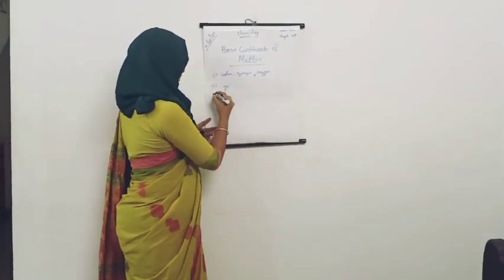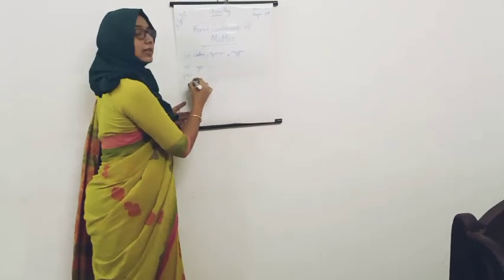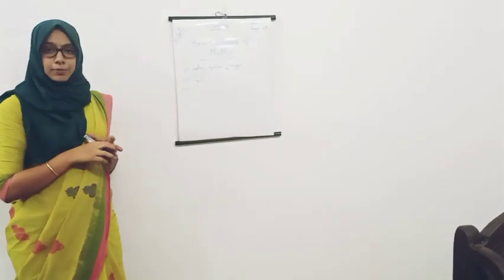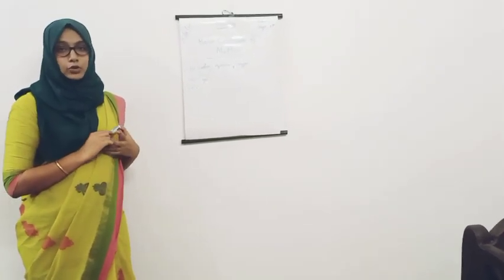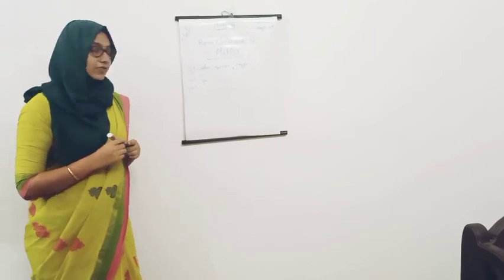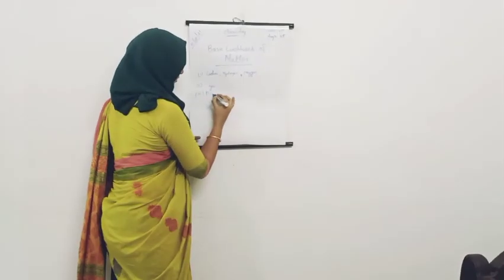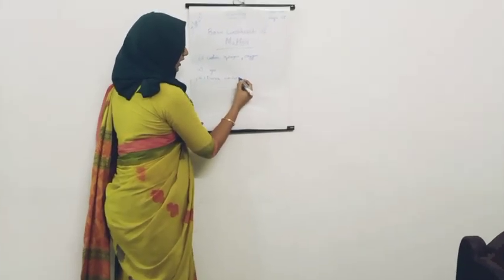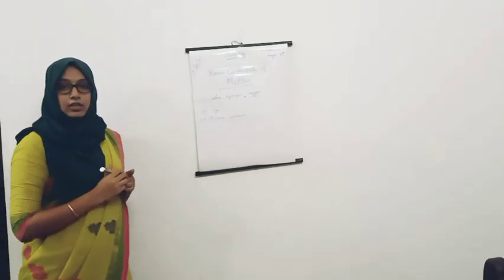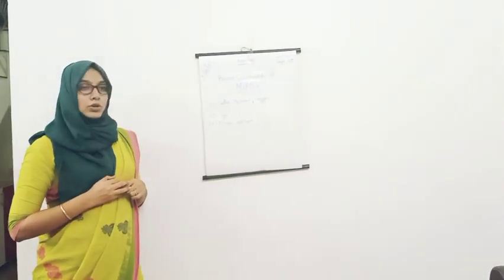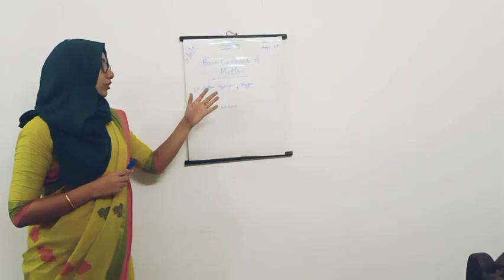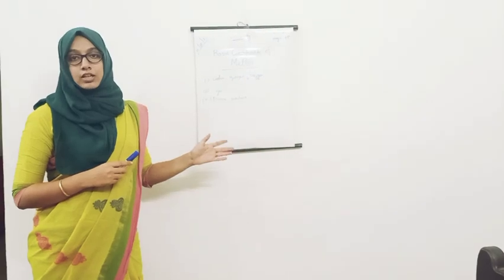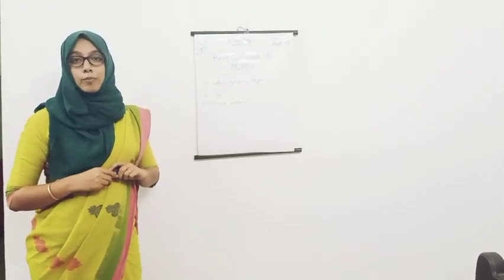And the third question, is it a pure substance or a mixture? What's that? Is it a mixture or a pure substance? Yes, very good. It's a pure substance. How can you say that it's a pure substance? It consists of more than one element, right? Then also we say that it's a pure substance. When it is a combination of two or more elements through chemical combination, we can say that it's a compound.